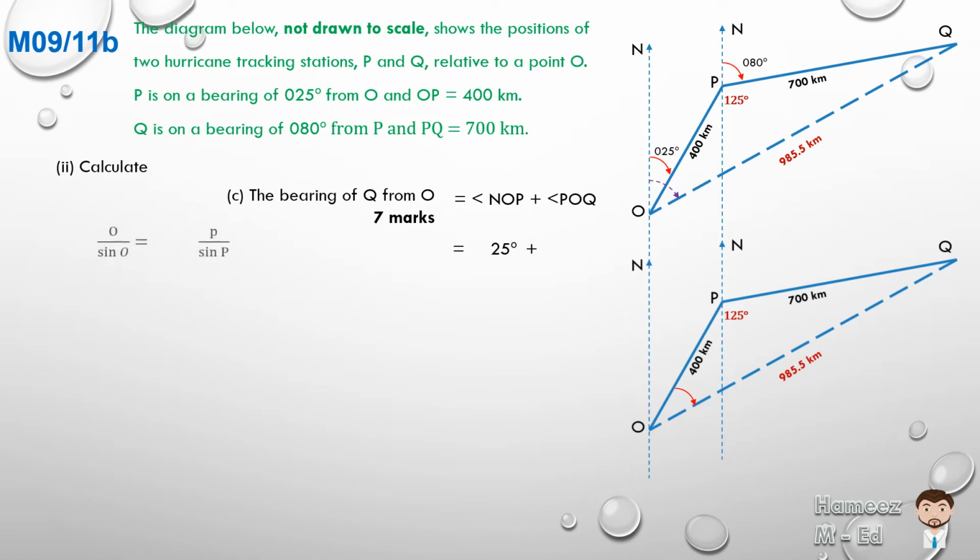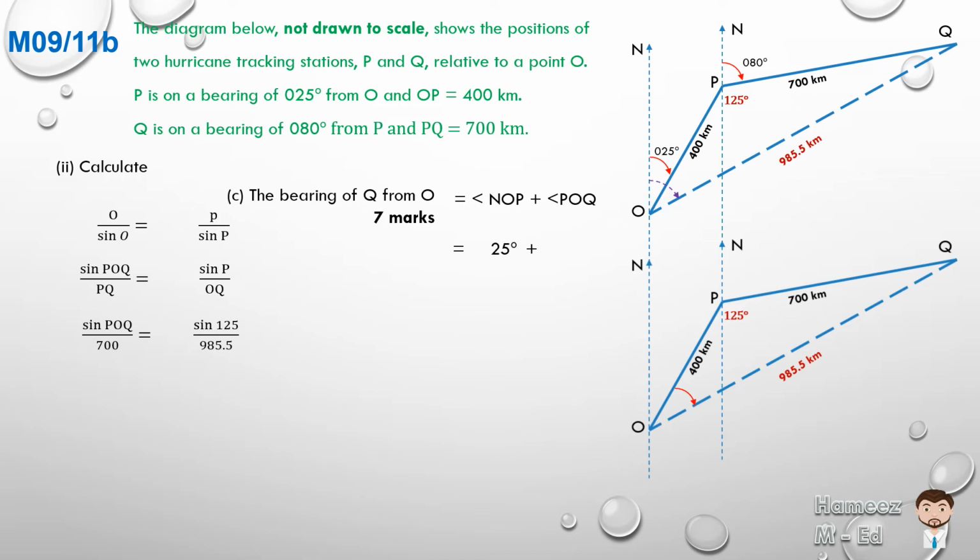O on sine O is equal to P on sine P. We want to find an angle, so let's reciprocate both sides or flip it. So we get sine O, and O is really sine POQ, that angle, over what is O? What is the length of the opposite side of O? That's PQ, is equal to sine P over OQ. And sine POQ over 700, as we substitute, is equal to sine 125 over 985.5.